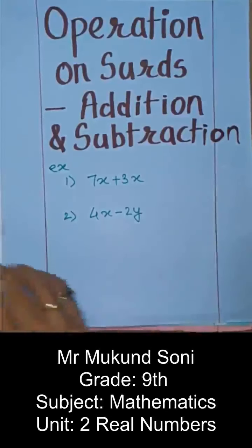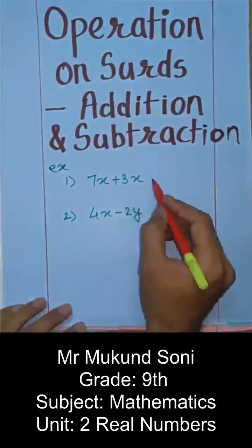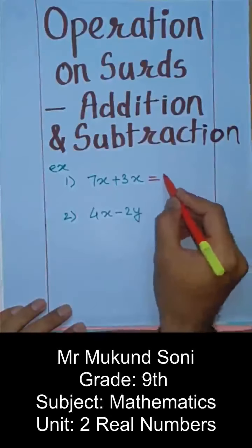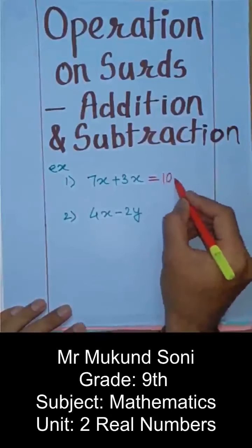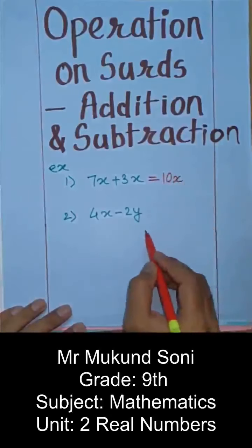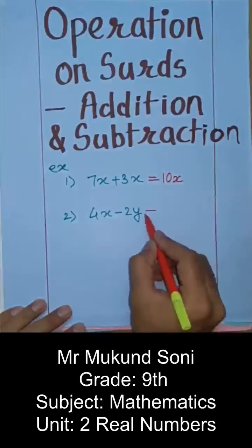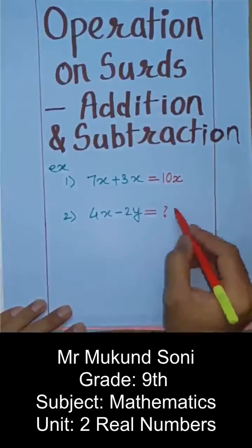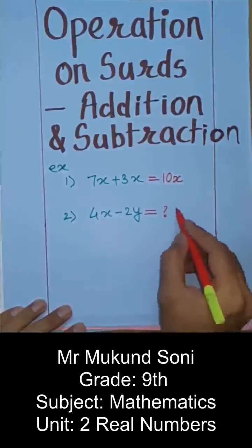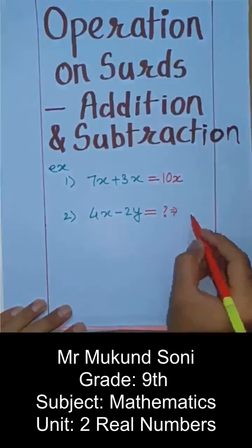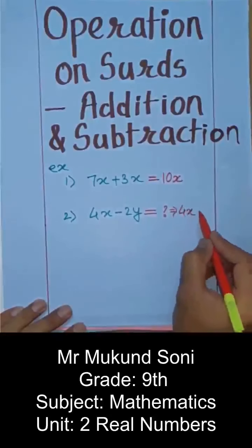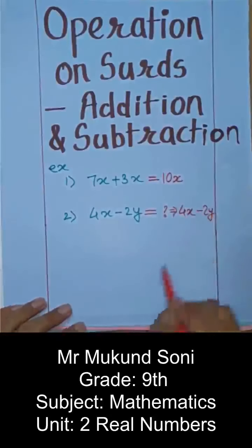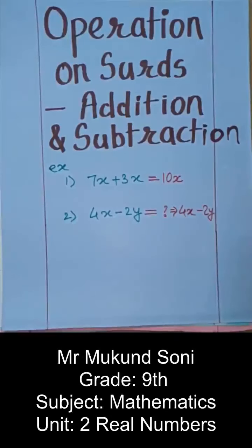Yes, correct. If you recall from your previous grade, then you will understand it. If they have like terms, then and only then algebraic operations such as addition or subtraction are possible. But if they do not have, then nothing will happen. It will remain as it is. So the answer for this question mark will be, it will remain as it is, as 4x minus 2y. That means no operation is possible as they do not have like terms.